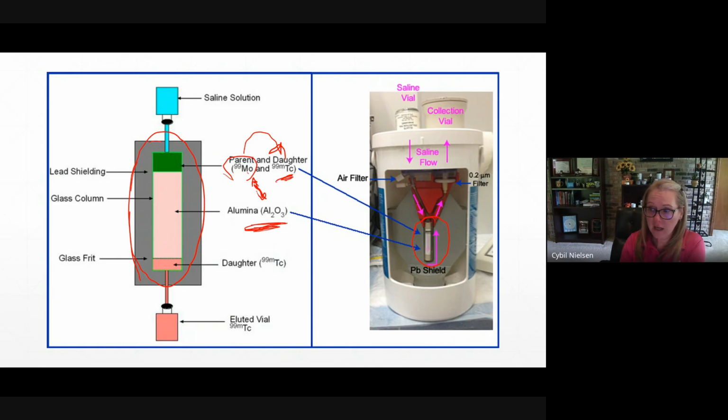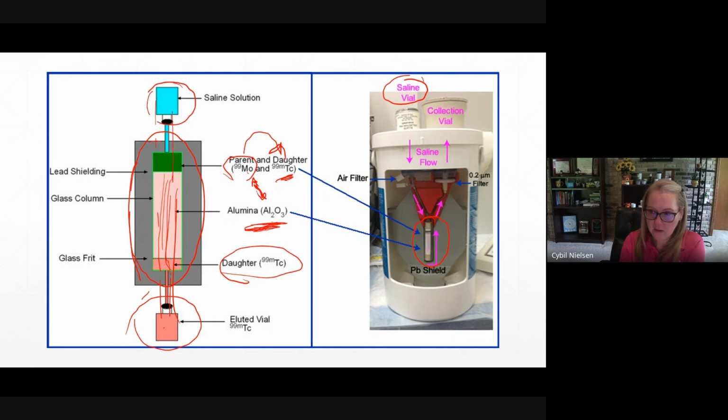Technetium has a different chemical structure, so it's going to fall off the column and it falls down to the bottom here because it's not bound to alumina. And then we just take our saline, we run our saline over it, we get our elution at the end. So how we milk the generator, it's very simple actually. It's such a simple design.